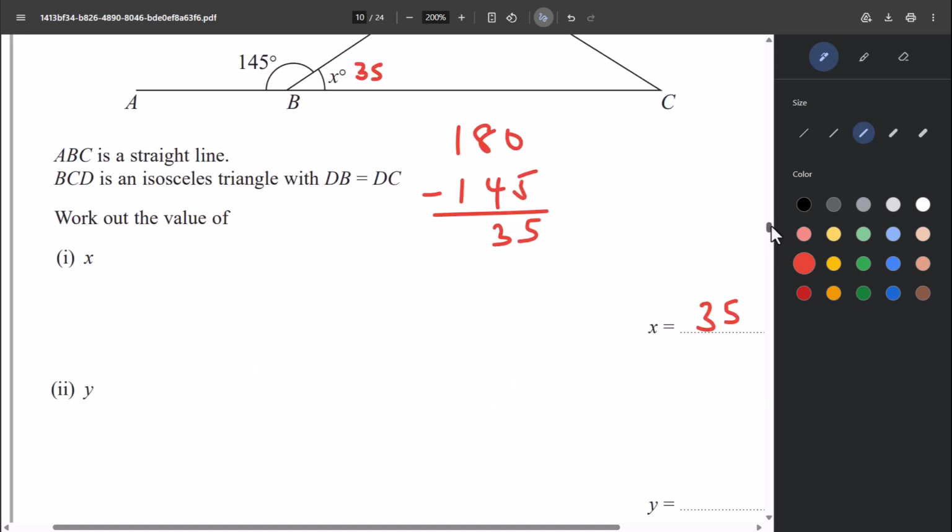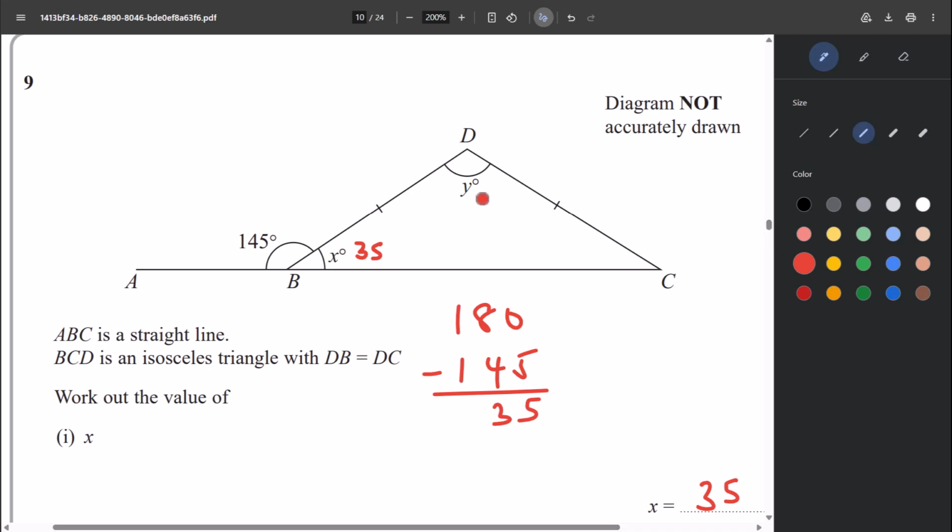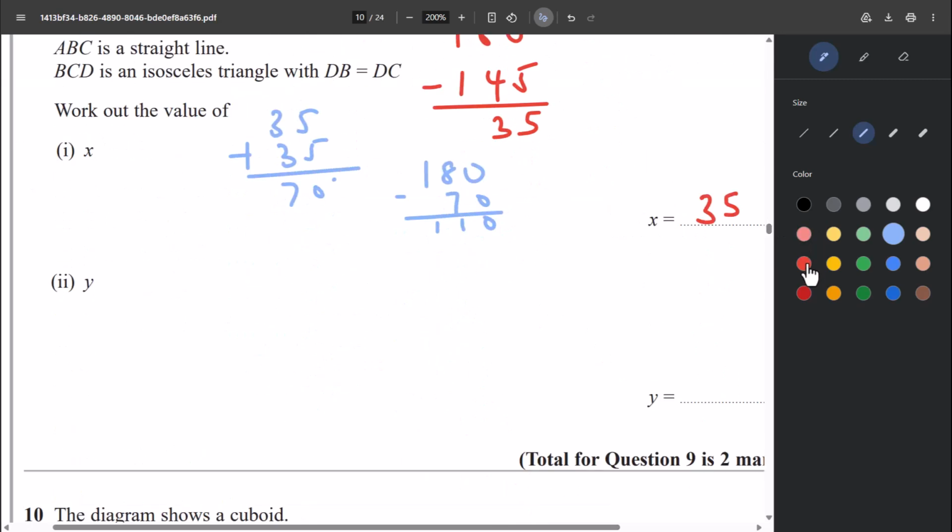And the angle Y, again, because this is isosceles, you definitely know that here will also be 35. And now to get Y, you add up the two angles first, 35 plus 35, you get 70 degrees. And now you do 180 minus 70. That's definitely going to give you 110 degrees. So the angle Y definitely will be 110.